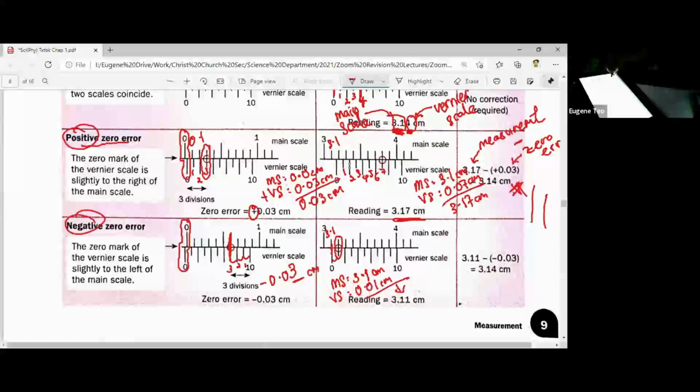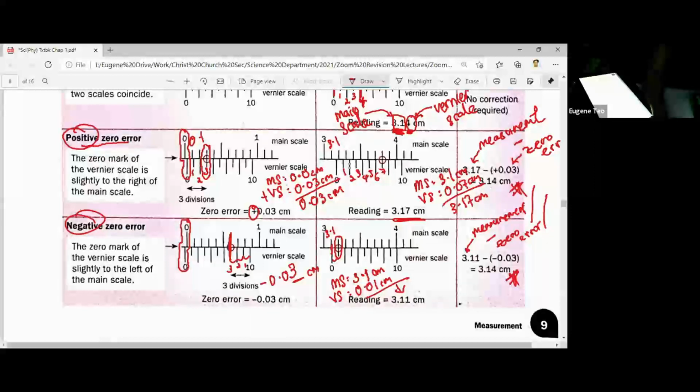Same thing to find the corrected measurement. I take the measurement that I've done here. Once again, you realize I subtract the zero error. I don't care whether it's a negative or positive zero error, I'll always subtract the zero error. If it's a positive zero error, I subtract the positive number. If it's a negative zero error, I subtract the negative number. Hence my value will still get back the same value, which is 3.14. So this is about how you go about reading your vernier scale.